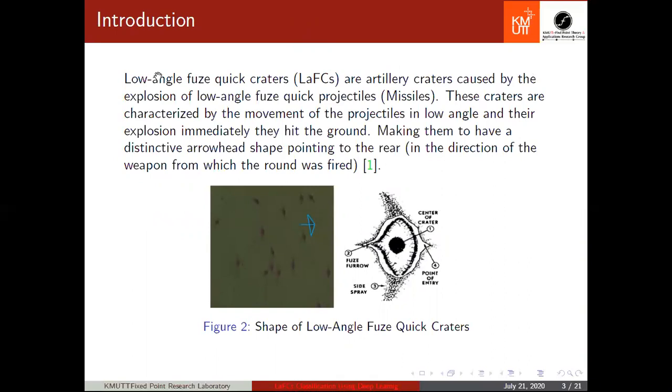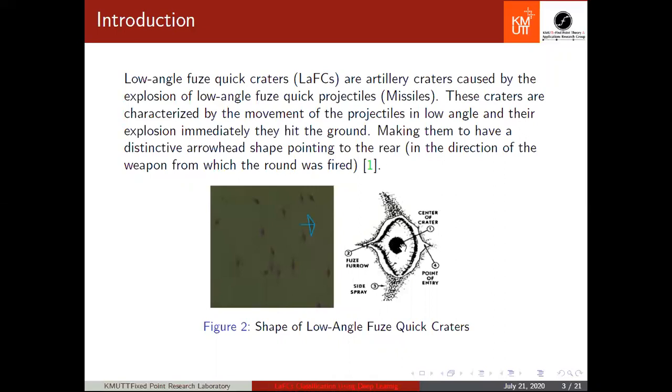Low-angle Fuze-Quick craters are artillery craters that are caused by the explosion of low-angle Fuze-Quick projectiles. These craters are characterized by the movement of the projectiles at a low angle and their explosion immediately when they hit the ground. This gives them a distinctive arrowhead shape, which points to the direction from which they are fired.